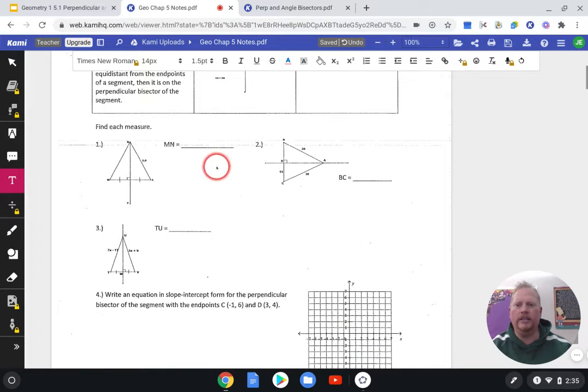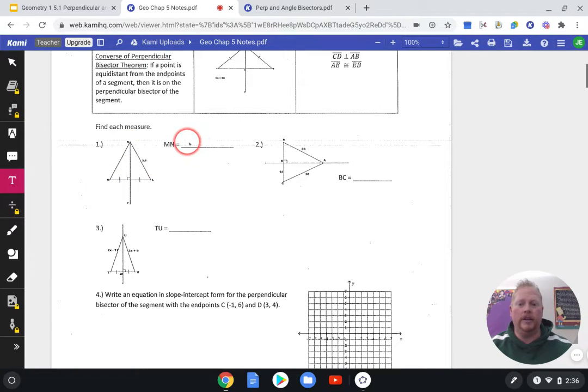So let's take a look at a few of these examples. It says find each measure. Well, if we take a look at the diagram, there's evidence that this line is the perpendicular bisector. I've got the two congruent marks, and I've got the 90-degree angle. So point N, which is on the perpendicular bisector, has to be the same distance from each endpoint. So since the distance from N to L is 2.6, that means the distance from N to M is also going to be 2.6.